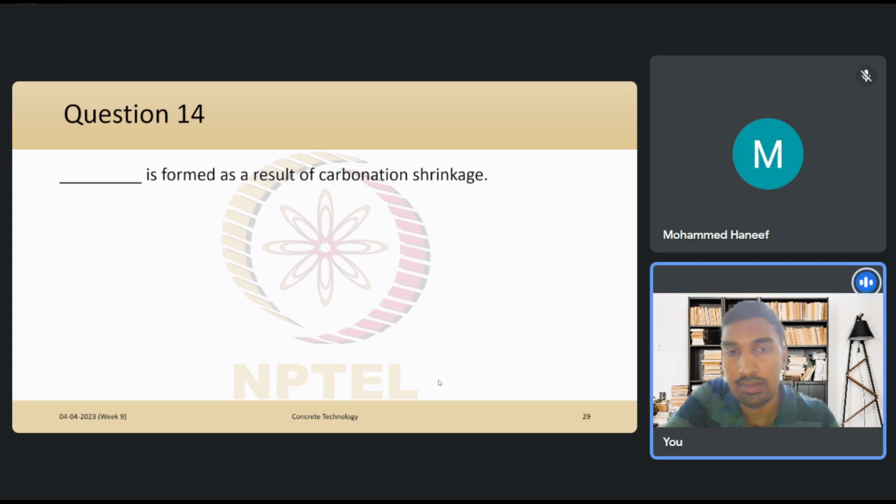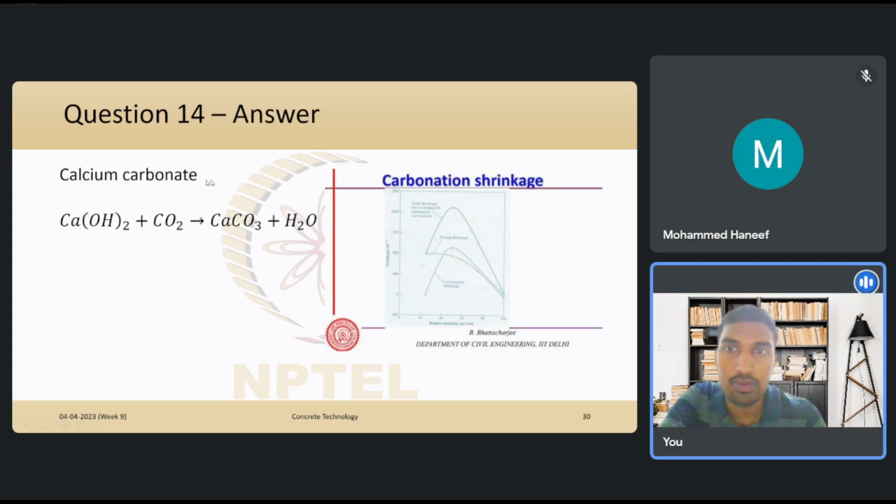Okay, we'll take a look at the answer now. The product that is formed during the carbonation shrinkage is calcium carbonate, right? What happens is that during the hydration process, calcium hydroxide is produced, right? So we have a lot of calcium hydroxide produced because of the hydration reaction, and in the presence of an environment that is rich in carbon dioxide, this carbon dioxide reacts with the calcium hydroxide, and it will result in calcium carbonate being produced along with water.